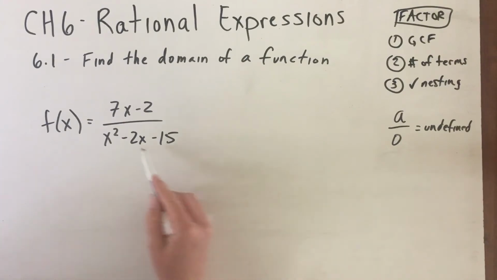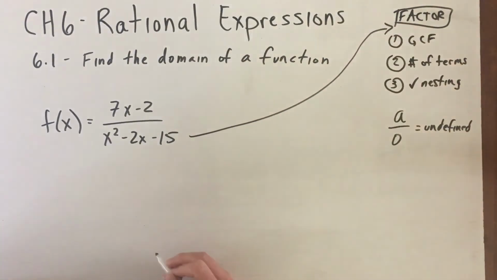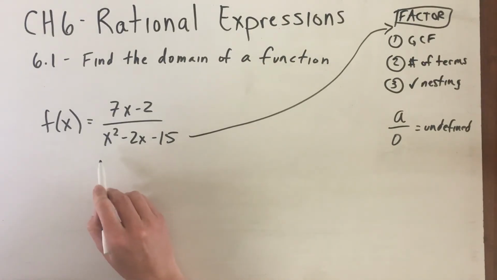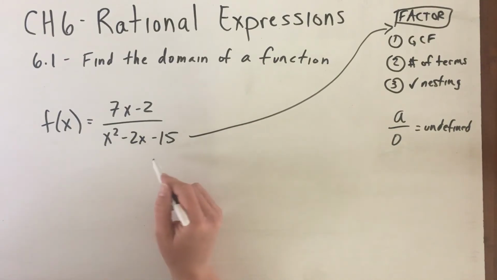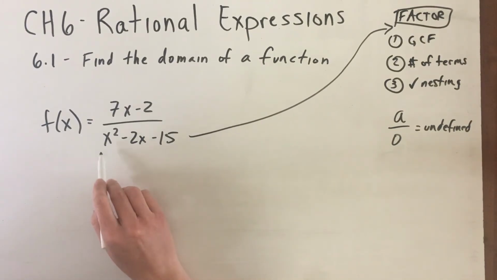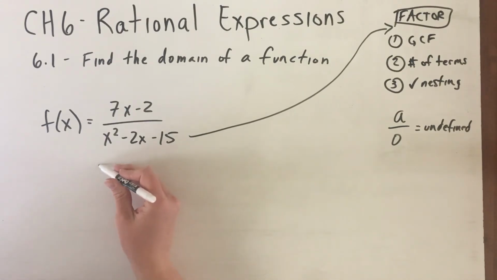Well, the way we're going to find how it would make the denominator 0 is by factoring. So I'm going to go through my steps of factoring, but I only care about the denominator. The numerator can be anything we want. We just can't have the denominator be 0. So I'm going to say, hey, there's no GCF here. There's 3 terms, and this coefficient is 1. So I'm just going to do hippo butts.